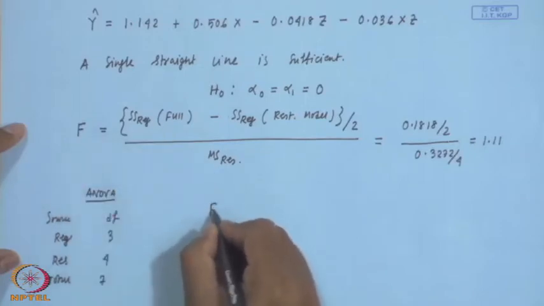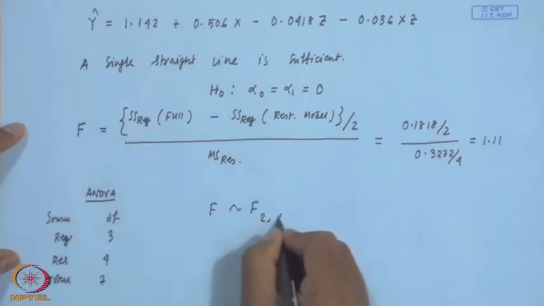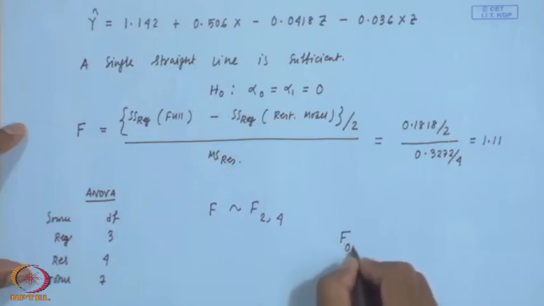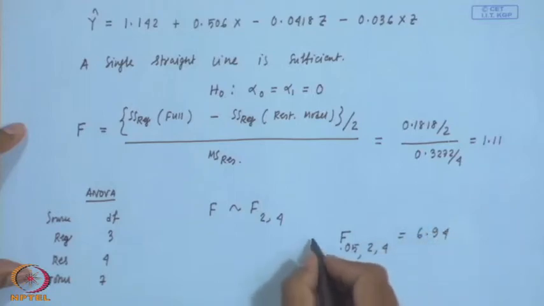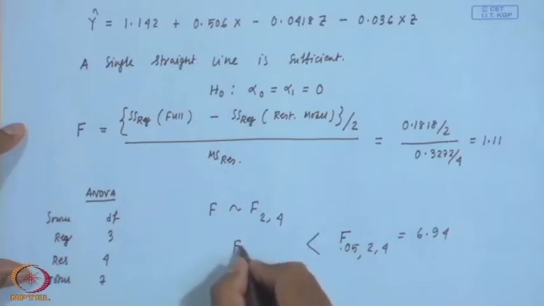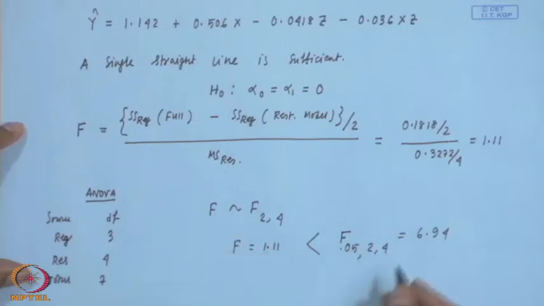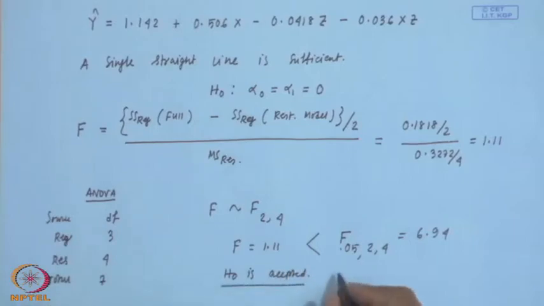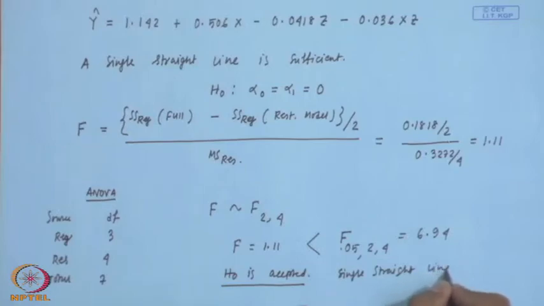Now, this F has degrees of freedom 2, 4. Just check the tabulated value of F. F 0.05, 2, 4 is equal to 6.94. So, my observed value of F, which is equal to 1.11, is smaller than this one. That means H naught is accepted. That means we can go for a single straight line fit. Okay, so this is the problem I wanted to discuss from the dummy variable topic.